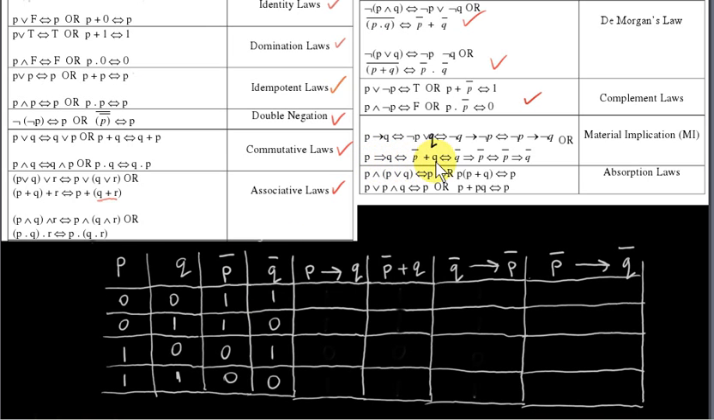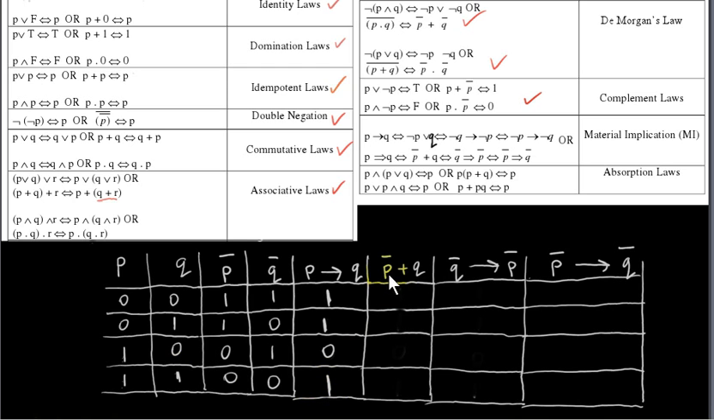The first part of material implication says that P implies Q is equivalent to not P or Q. So here we have P and Q. We have columns for P bar and Q bar. Let's look at P implies Q. So if P is 0, then P implies Q is vacuously true. So here P is 0 in this second row. The third row, P is 1, Q is 0. So P is true, Q is false. So P implies Q is false. That's the exception. The fourth row, P is true, Q is true. So P implies Q is true.